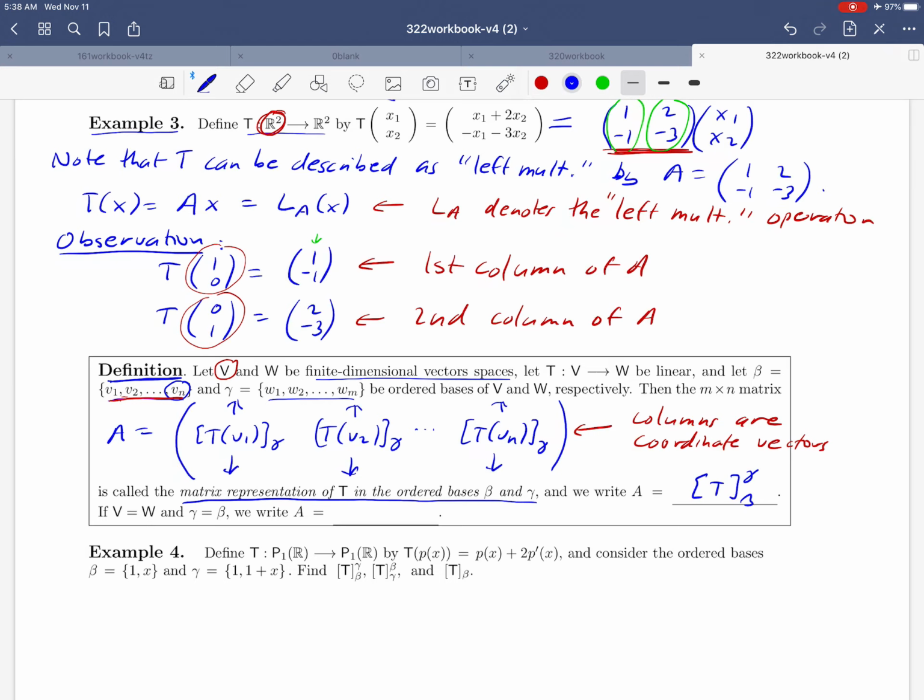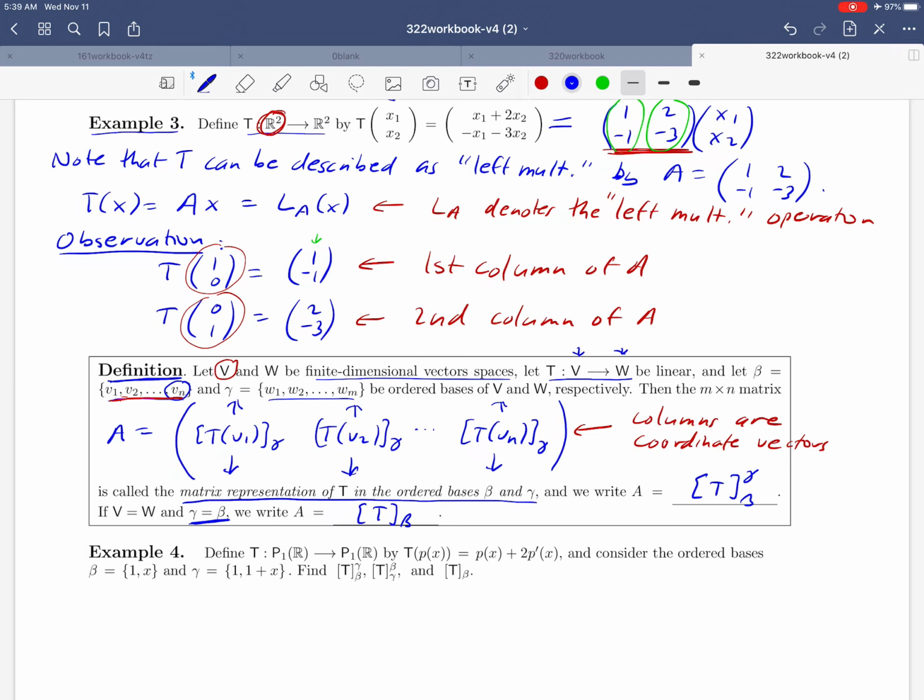Now there's one special case that we'd like to talk about. In some cases, the linear transformation that you start with might have V and W be the same vector space, and you choose the same basis for the domain and the codomain. In this case, we're going to abbreviate the matrix and write it like this: just bracket T beta. Since there's only one basis, we won't write beta twice, we'll just write it once.